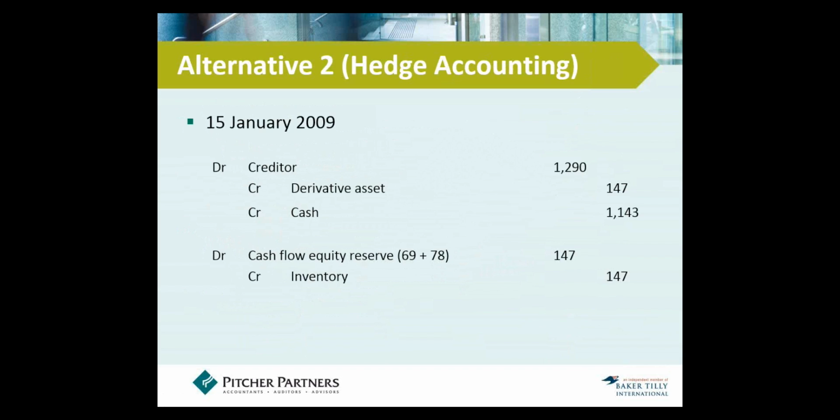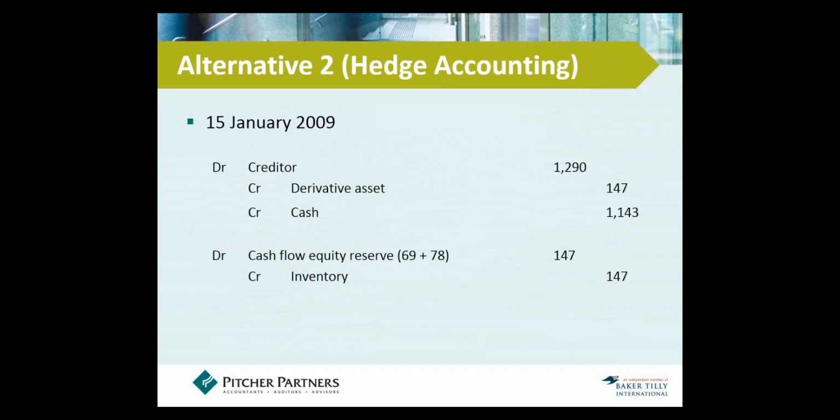The next journal is, remember, we've built up a cash flow equity reserve. At 31 December we had 69. At 15 January we had another 78. So we are sitting with an amount in that reserve of 147. We've now received the inventory, so we can release the reserve. So we debit the reserve with a total 147, and we credit inventory with the 147.